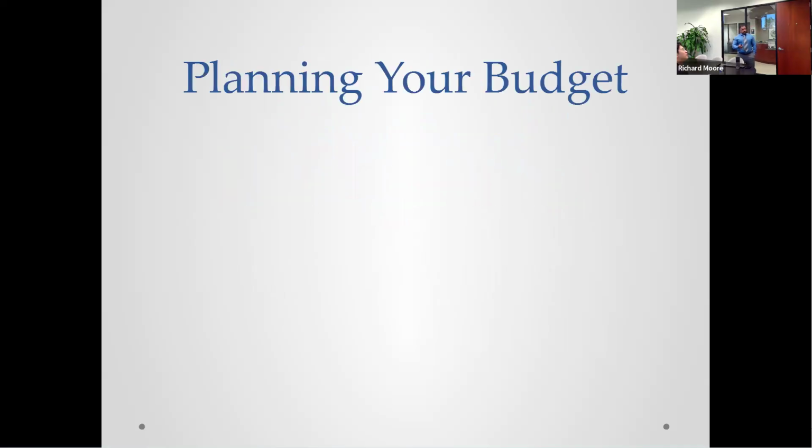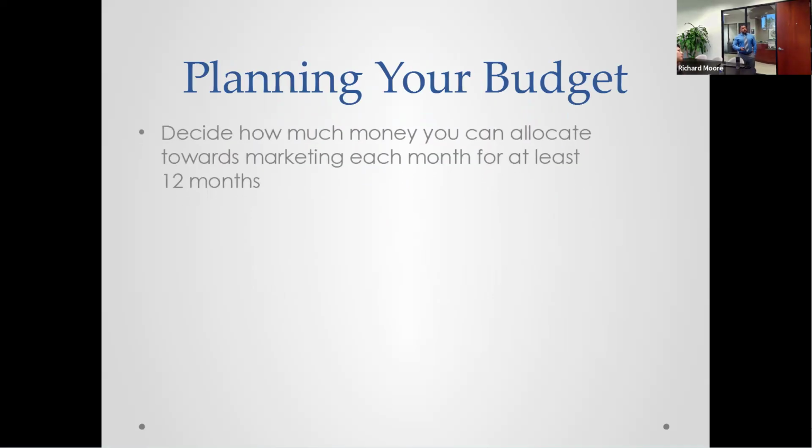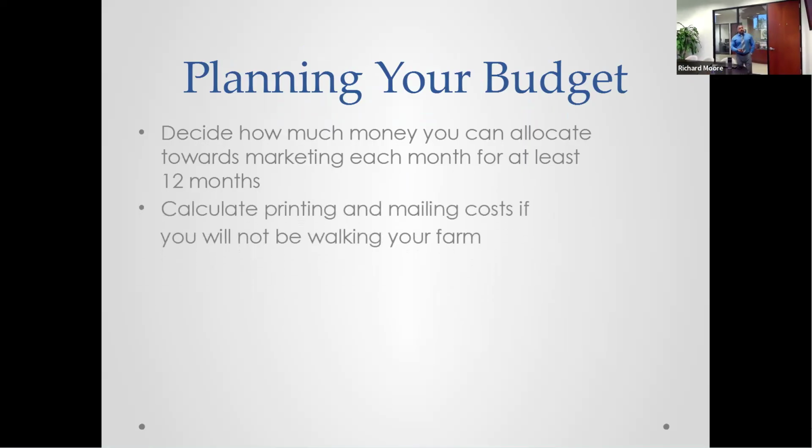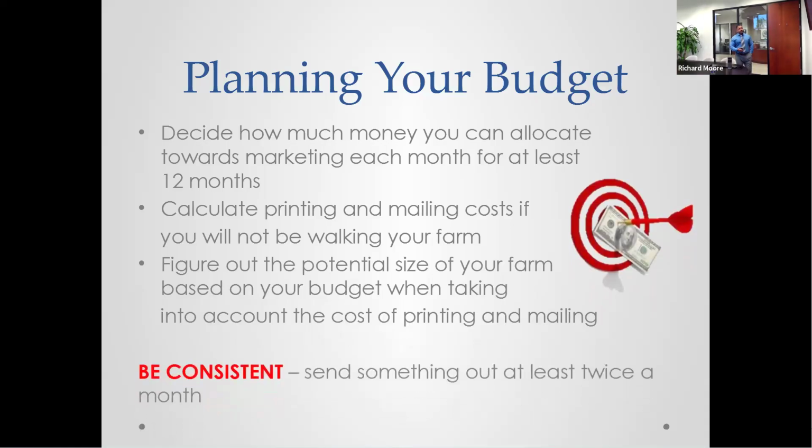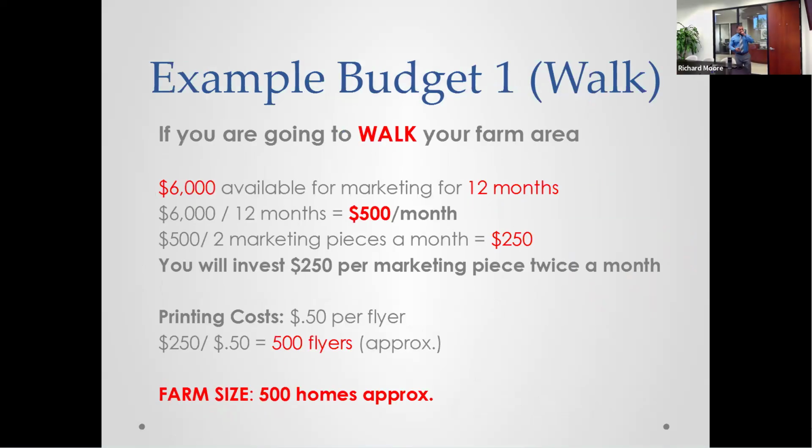So we're going to talk about budgeting. Planning your budget. You want to decide how much money you can allocate towards marketing for at least 12 months. Let's start with 12 months. You want to make sure you have money put aside for that. So how much money is that going to be? Calculate printing and mailing costs, and that will be your walking farm. Figure out the potential size of your farm based on budget, taking into account the cost of printing and mailing. These are things to consider. And be consistent. Send it at least twice a month. You can start off with once a month for a couple of months and then ramp it up to twice a month just to get it going.